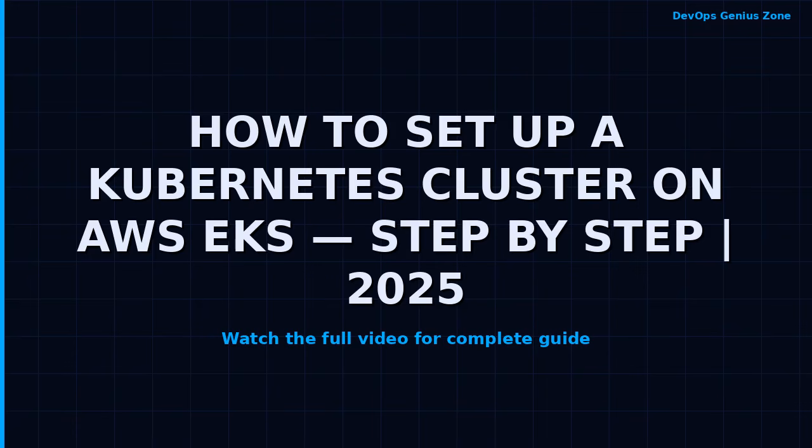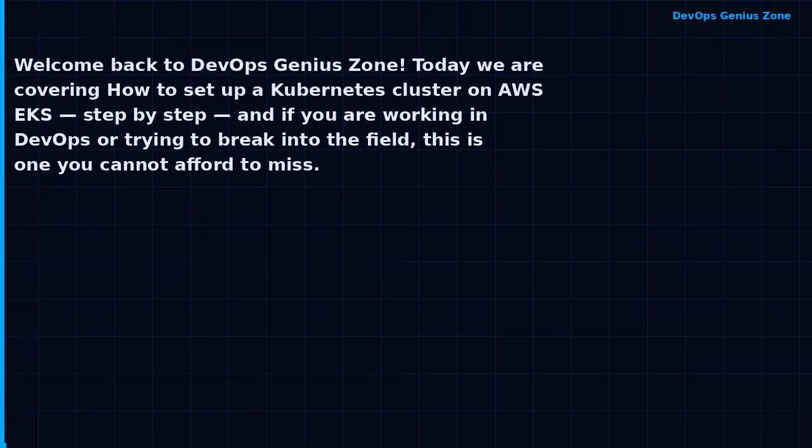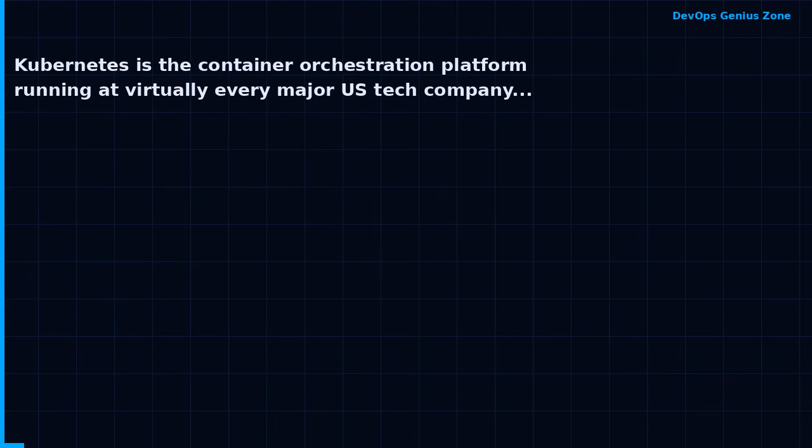Today we are covering how to set up a Kubernetes cluster on AWS EKS step by step, and if you are working in DevOps or trying to break into the field, this is one you cannot afford to miss. Kubernetes is the container orchestration platform running at virtually every major US tech company. I'm going to walk you through everything you need to know.